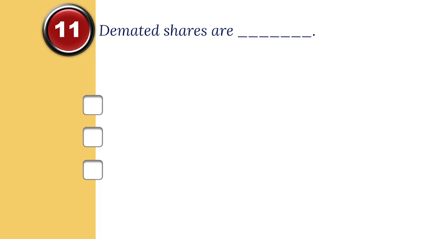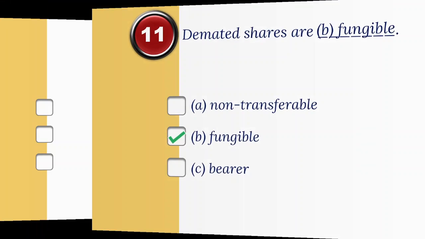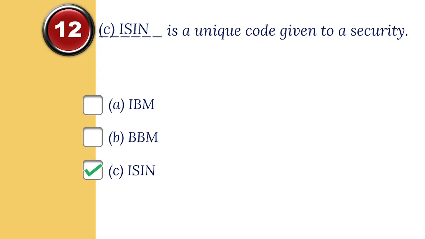11. Dematted shares are dash. The options are A. Non-transferable, B. Fungible, C. Bearer. And the correct option is B. Fungible. 12. Dash is a unique code given to a security. The options are A. IBM, B. BBM, C. ISIN. And the correct option is C. ISIN.